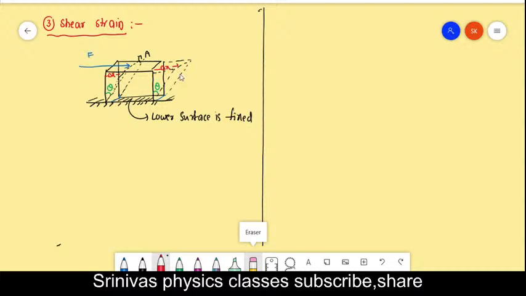The upper face displacement is delta x, and the perpendicular distance between the two layers, this one being the upper layer and this the lower layer, we can take as L. Now the shear strain definition: comparing with the lower layer, the upper layer is displaced by some distance, delta x, because of the tangential force.